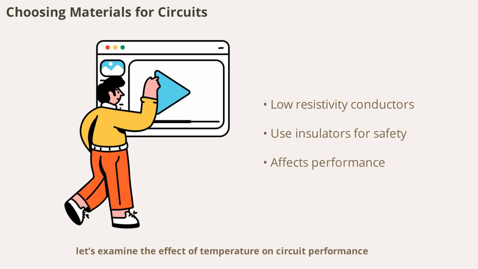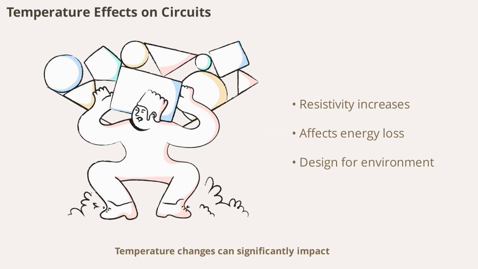Next, let's examine the effect of temperature on circuit performance. Temperature changes can significantly impact the performance of electrical circuits. As temperature rises, the resistivity of conductors increases, leading to higher energy losses and potential overheating. In semiconductors, increased temperature can improve conductivity, which is useful in devices like thermistors. Engineers must consider these effects when designing circuits for different environments to ensure reliability and safety.